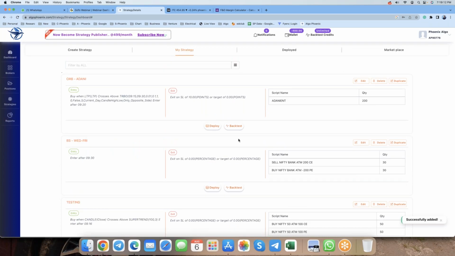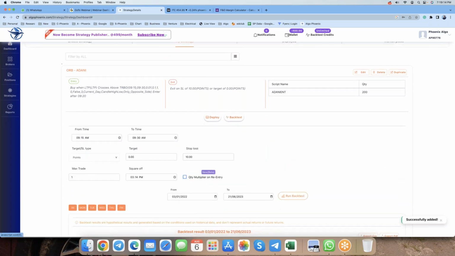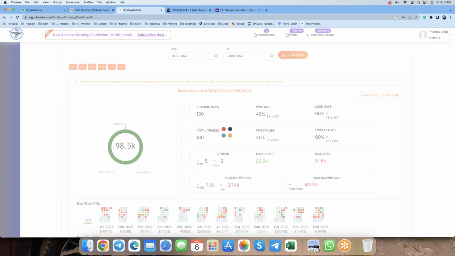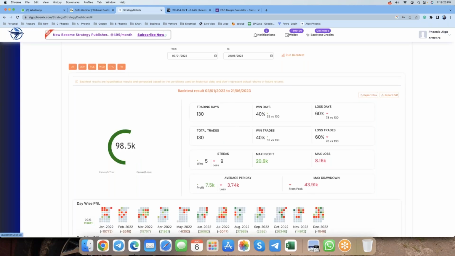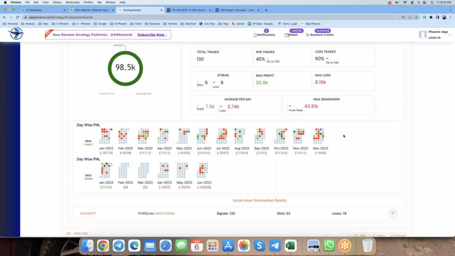So now if I do a backtest with this data, my profit is 98,000. Let's see whether I'm able to increase the profit. 98k. It is not having much impact on this side, right?